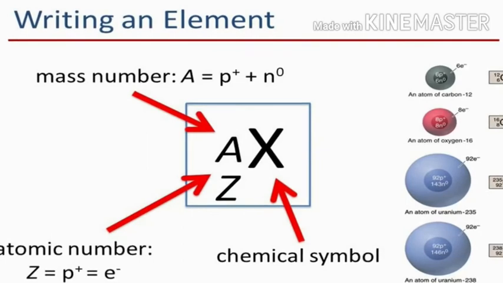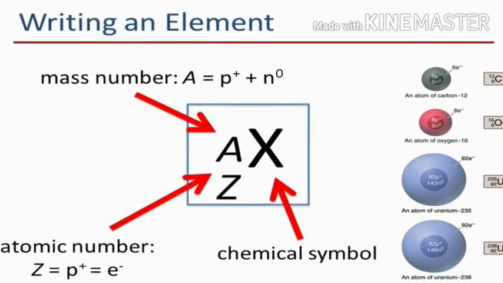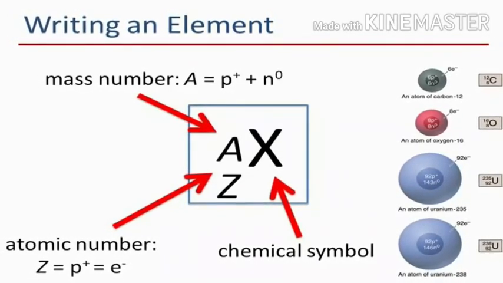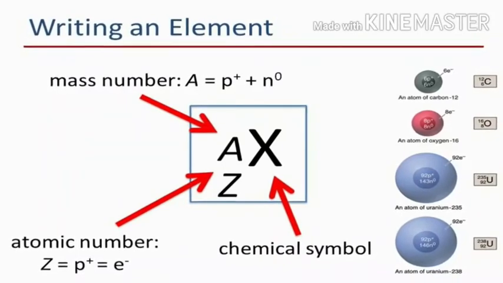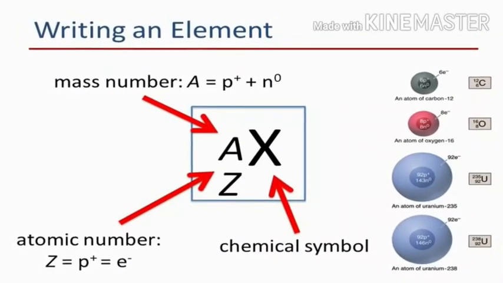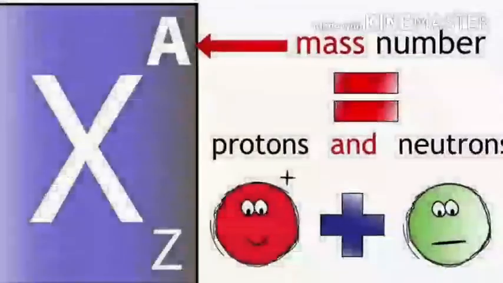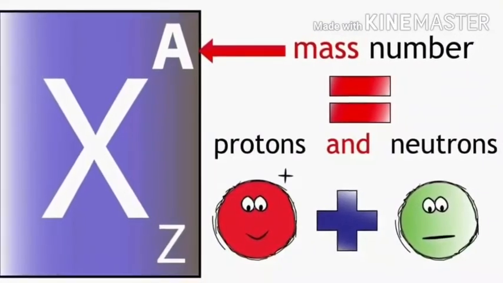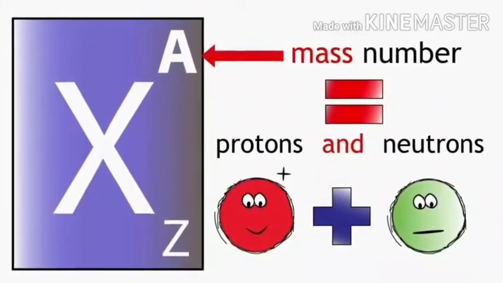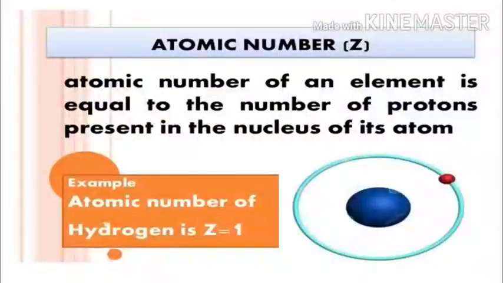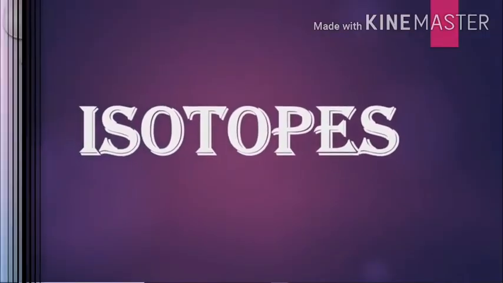So children, you know that mass number is the number of protons plus the number of neutrons. An element is written as shown in the picture by its symbol, and the symbol has both atomic number and mass number. Mass number is the number of protons plus the number of neutrons. Atomic number is the number of protons or the number of electrons. The atomic number of hydrogen is 1 because only one proton is present.